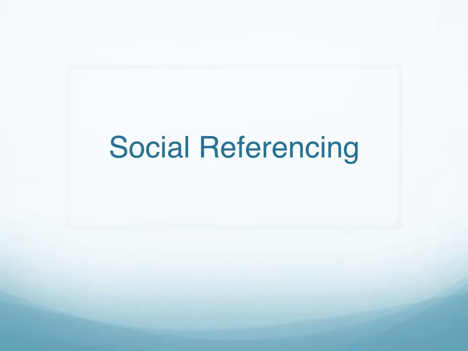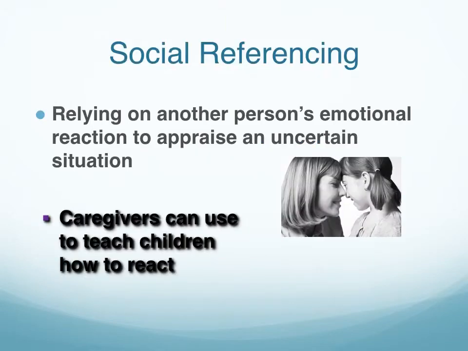Okay, so this mini lecture is going to be on social referencing, and you'll get to hear and see some examples of what that looks like in infancy. Social referencing is when you rely on another person's emotional reaction to help you figure out how you should evaluate a situation that seems uncertain to you.